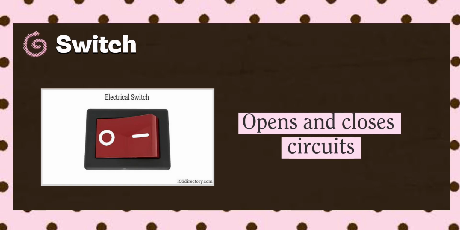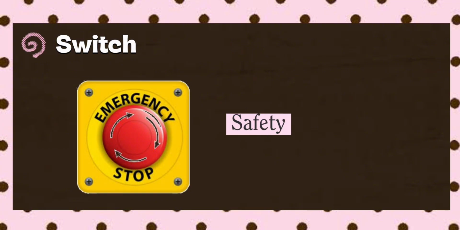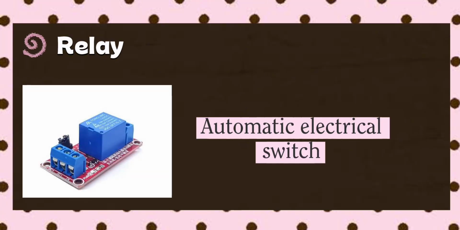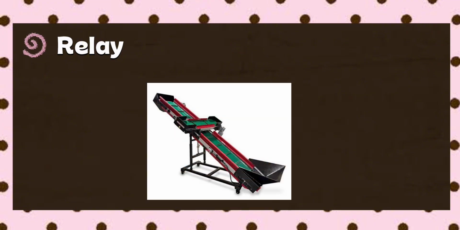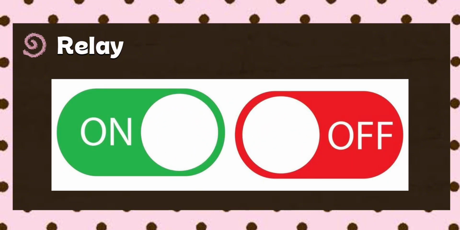Switch. A switch controls whether electricity flows or stops. Example: emergency stop. It quickly stops machines for safety. Relay. A relay allows small control signals to operate a larger electrical device. Example: conveyor belt. It turns motors on and off automatically.